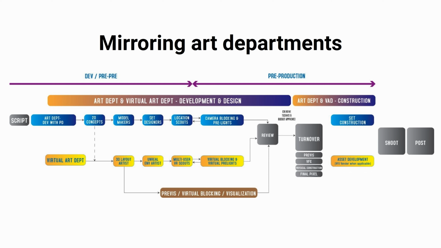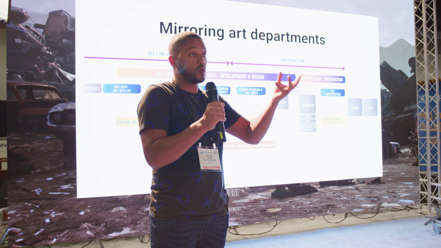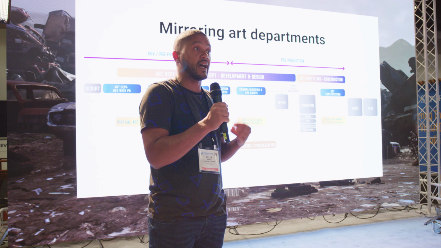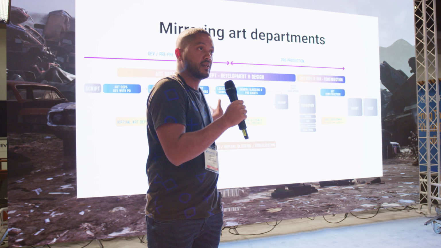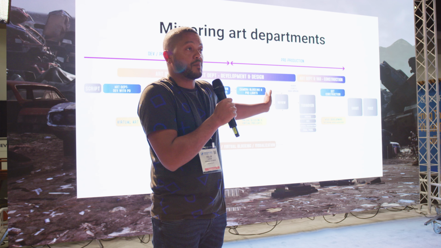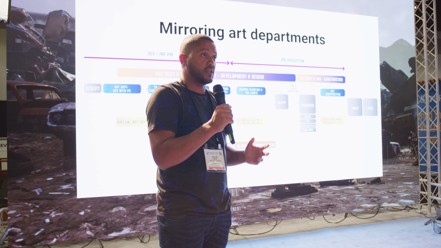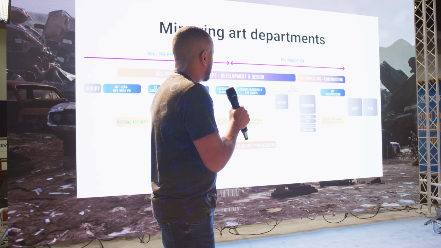So in this chart, we really are showing how there's a design stage, and then at the next stage, just like physical production, typically there's a set construction stage. Now, the equivalent of that in our VAD is the asset development stage of taking that design and taking it to the next steps. All that has to happen before the shoot in camera VFX. And so that's why we showed this chart.